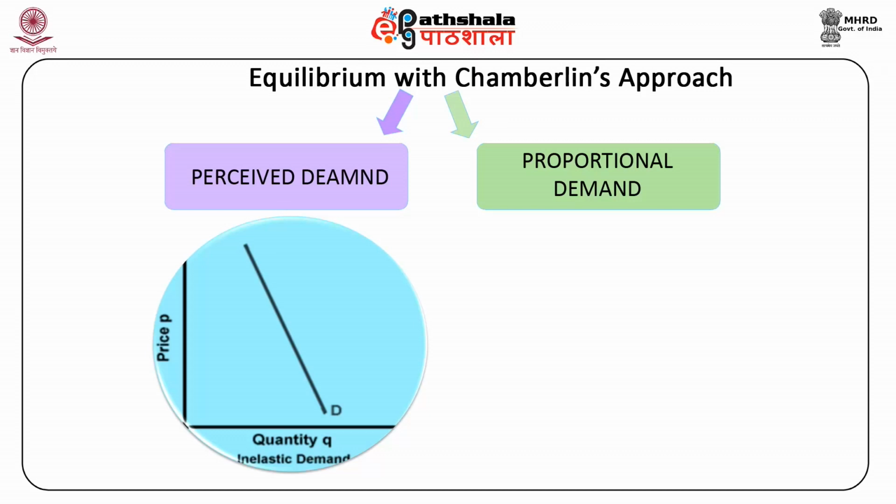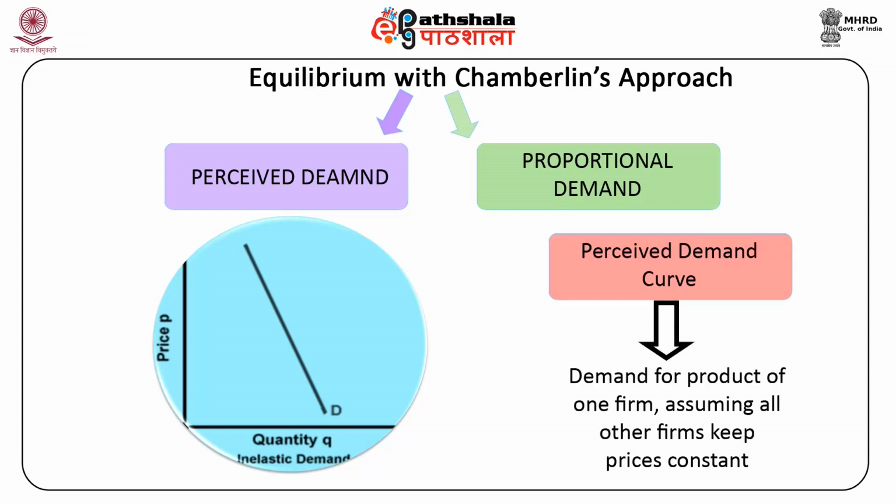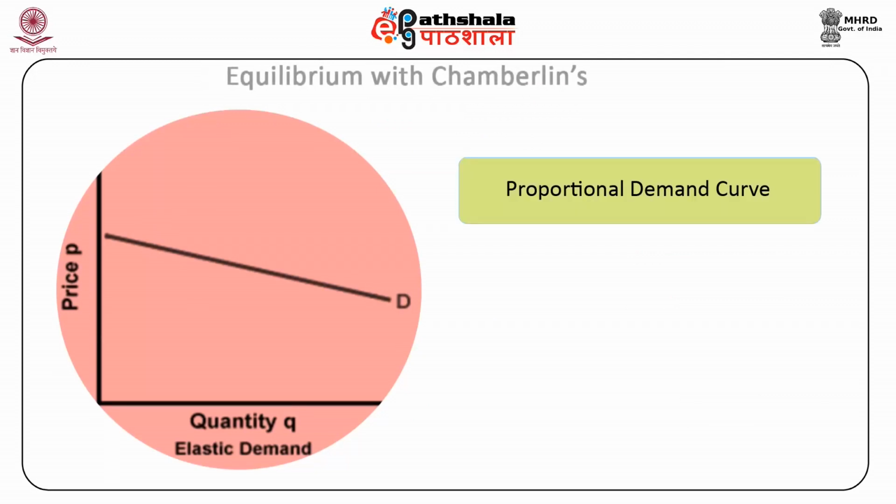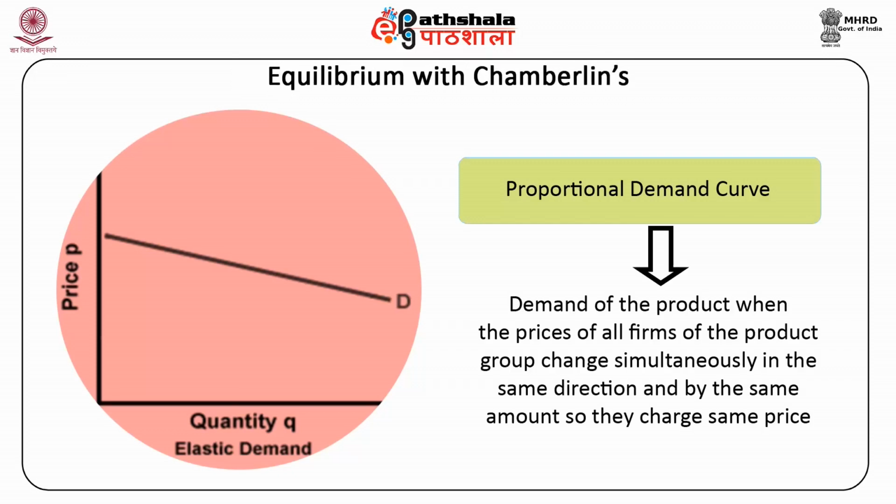The demand curve of an individual firm, as perceived by it, describes the demand for the product of one firm on the assumption that all other firms keep the prices of their products constant. On the other hand, the proportional demand curve facing an individual firm shows the demand for the product when the prices of all firms of the product group change simultaneously in the same direction and by the same amount, so that they charge the same or uniform price.